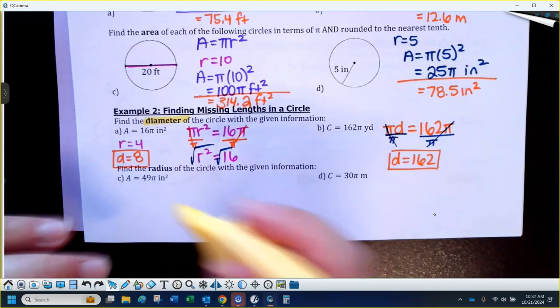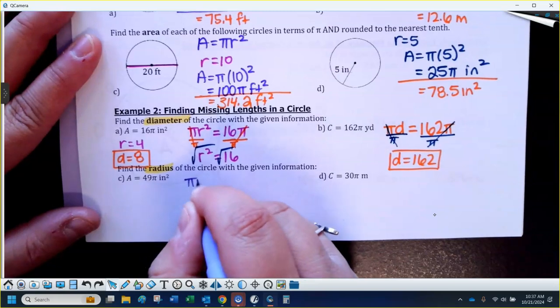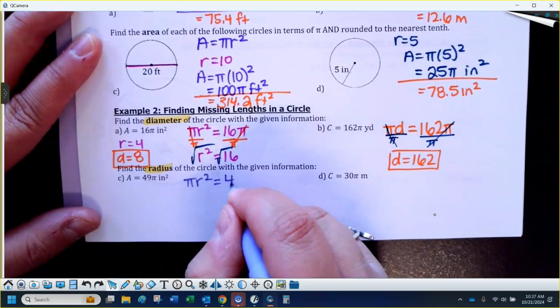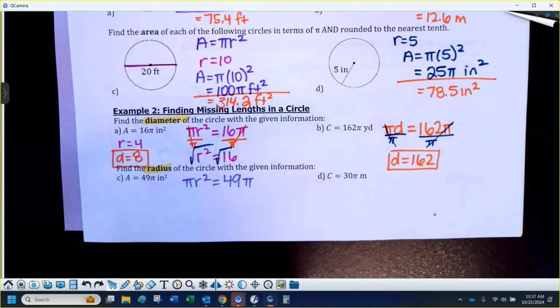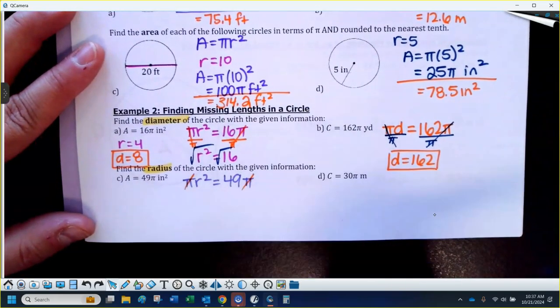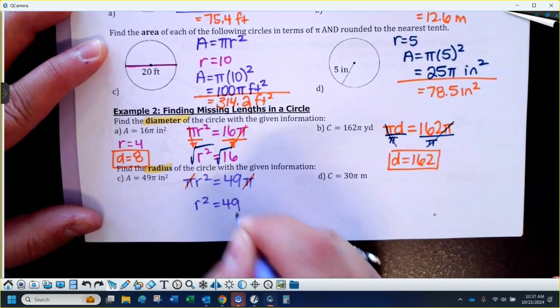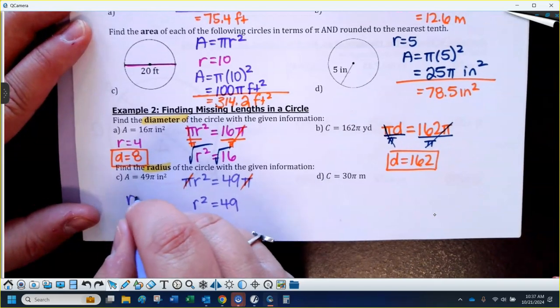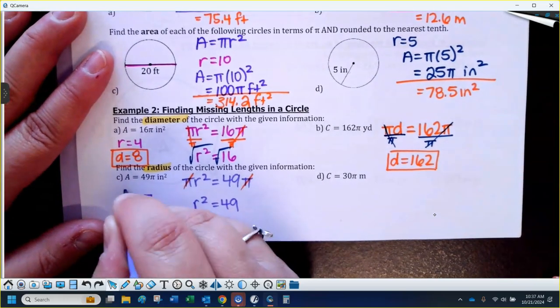So this time we're going to find the radius. So area, I've got pi r squared, I'm just going to sub that in, is 49 pi. Okay, so I'm not going to write it, but the pi would cancel out on both sides if I divide both sides by pi. So I get the radius squared is equal to 49. What would my radius be? Anybody know the square root of 49? It's a nice number. 7. Yeah. There's my radius, done.